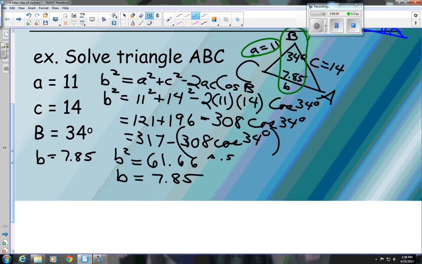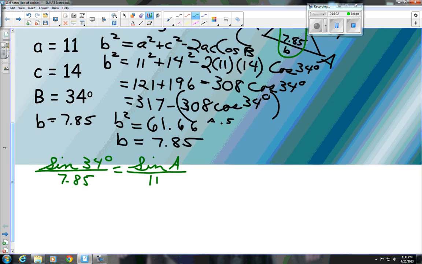So that would be the sine of B, 34 degrees, over 7.85, equals the sine of angle A over 11. You could do C first, it wouldn't matter which way you did it. Are we still rounding to the hundredth? For your final answer, you can round to the tenth. If you are going to have to use it in computation, keep it to the hundredth.